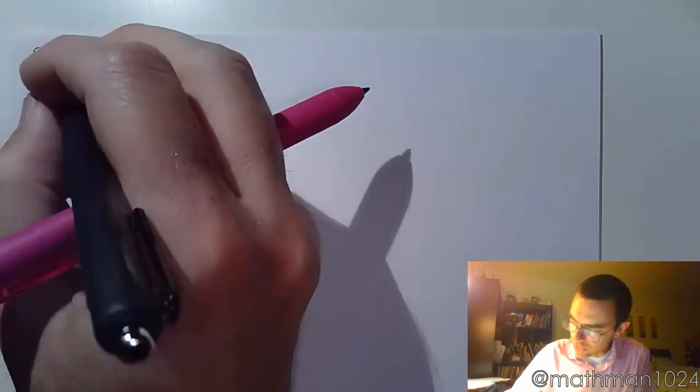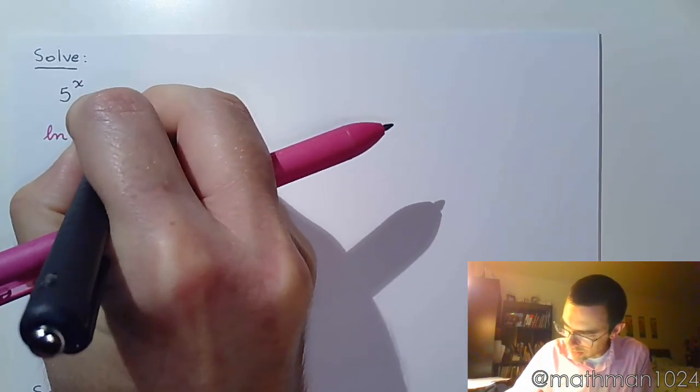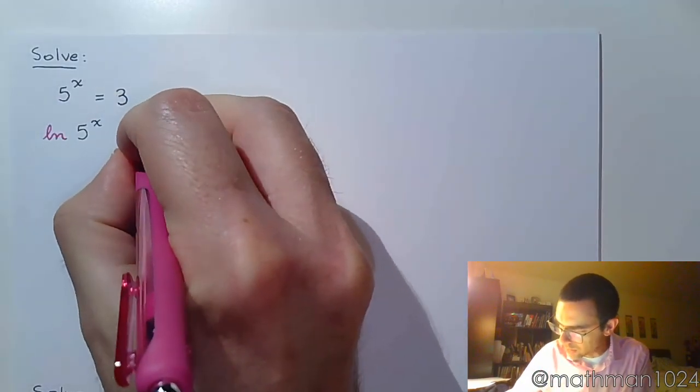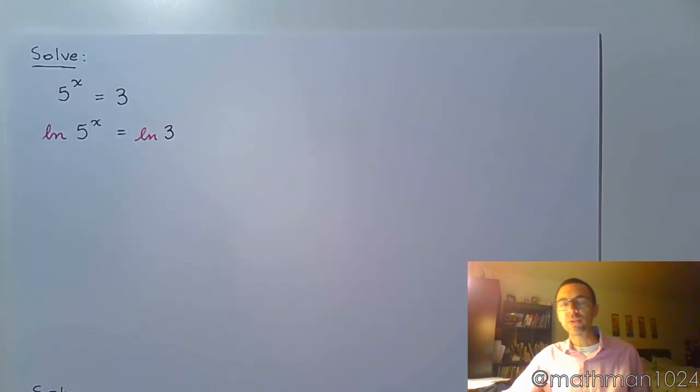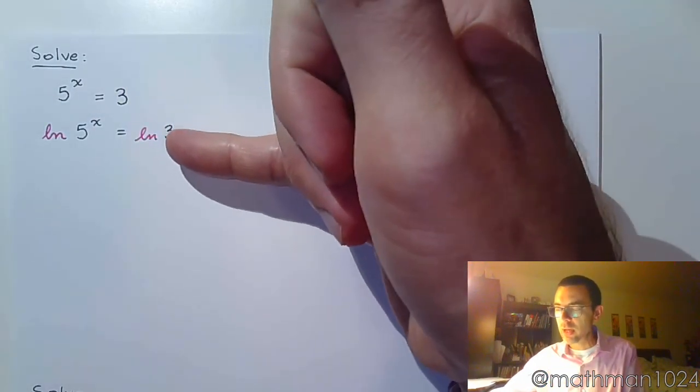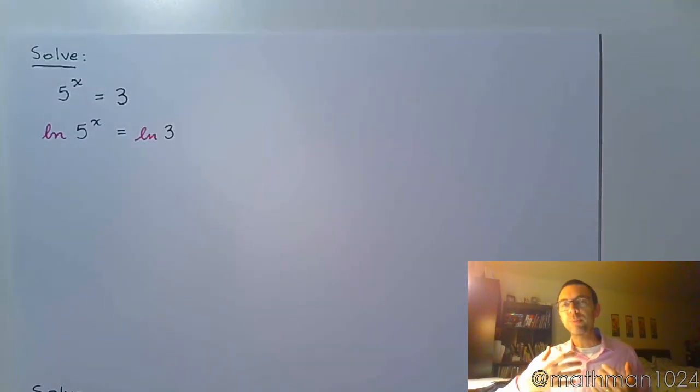We can say that the natural log of 5 to the x equals the natural log of 3. So as long as we are applying the exact same type of log to both sides of the equation, if what we have up here is true, then what we have down here is going to be true. And you might say, well, what's the purpose of doing that?